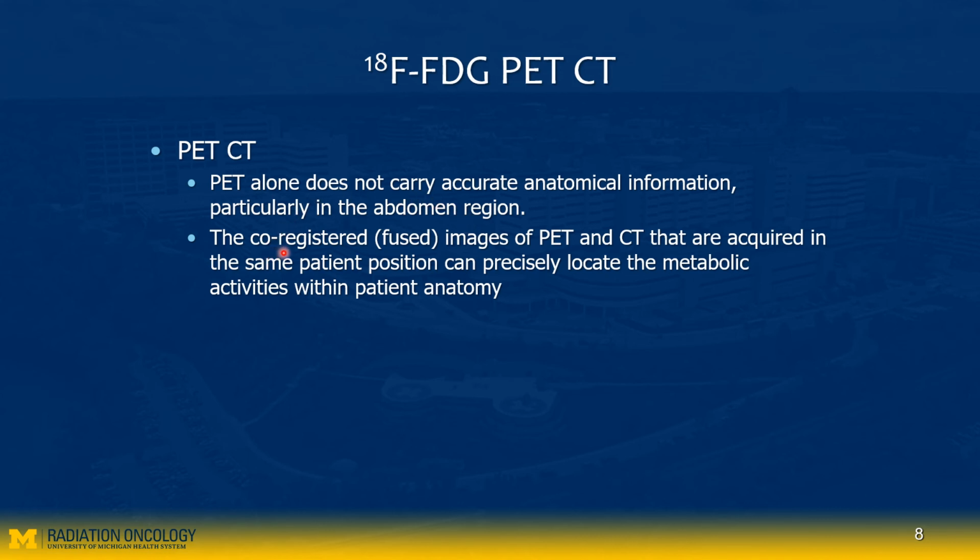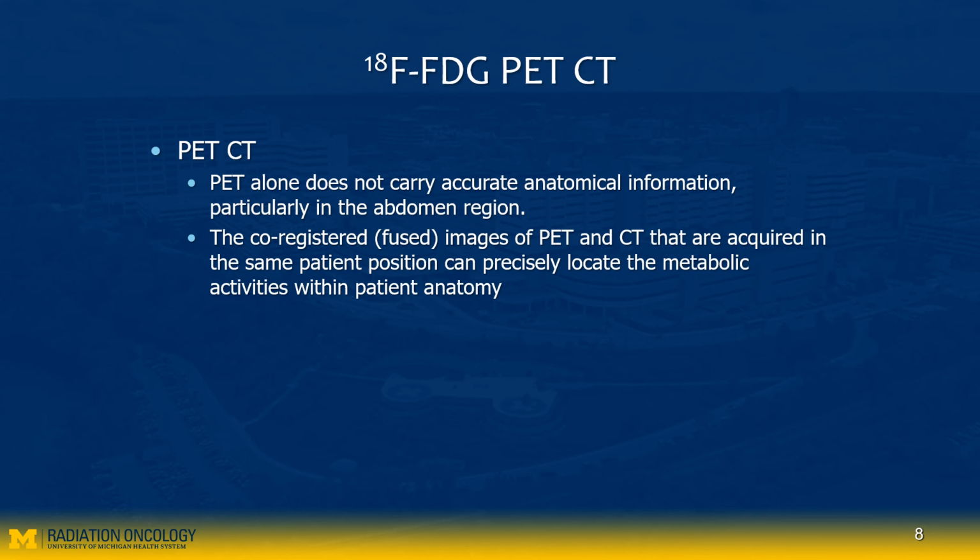But by co-registering, rather fusing, the PET image with the CT in the same position, since they are acquired at about the same time, you can acquire detailed patient anatomy. And then PET imaging, which shows metabolic activity of the tumor, can be displayed on top of a very accurate CT image of the patient.